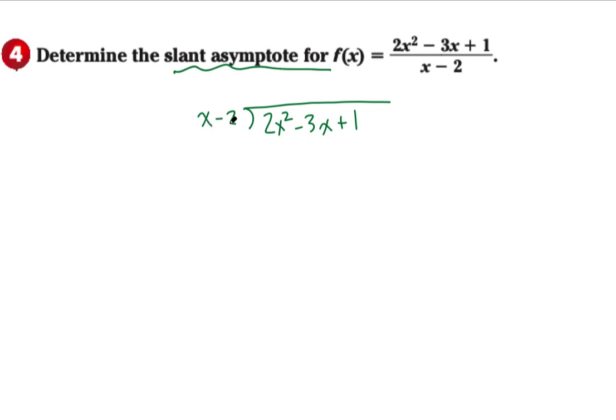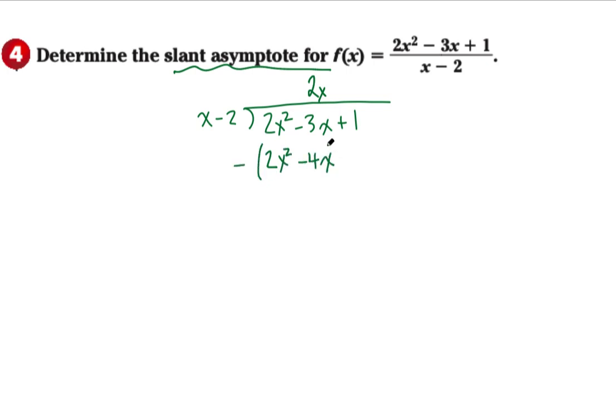We're going to divide x minus 2 carefully into this polynomial 2x squared minus 3x plus 1. x goes into this guy 2x times. So now when I multiply through 2x times x minus 2, I get 2x squared minus 4x.